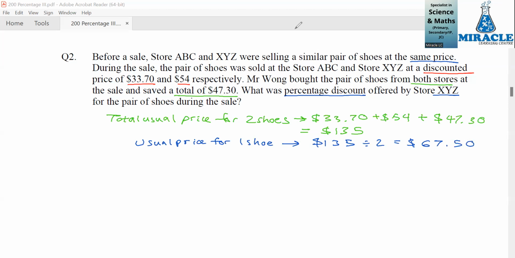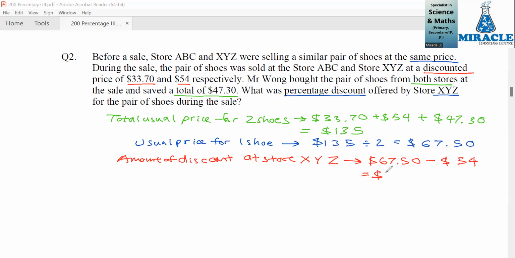So let's find the amount of discount at store XYZ, because the question wants to know the percentage discount by XYZ. And this would be the original price of the shoe minus the discounted price of the shoe, which is $54. And this gives us $13.50.